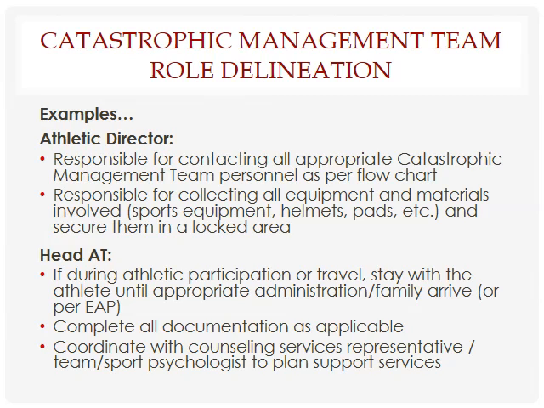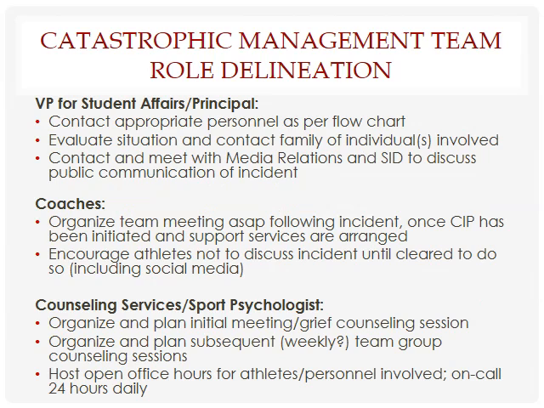And lastly, they should coordinate with counseling services or the team's sports psychologist to plan support services for those involved. Furthermore, the vice president for student affairs or the principal of the school should contact appropriate personnel, again as per the flowchart, evaluate the situation and contact the family of the individuals involved, and contact and meet with media relations and/or the sports information director to discuss public communication of the incident.